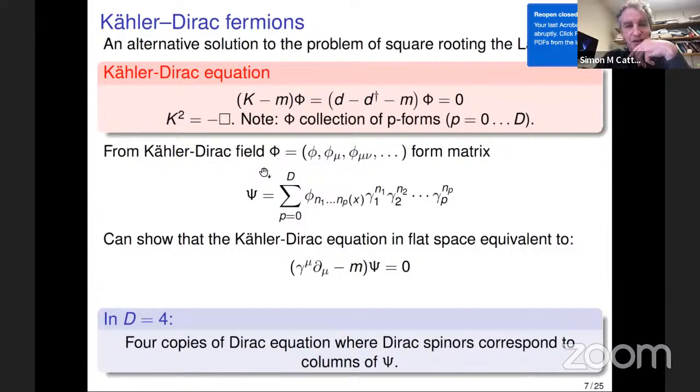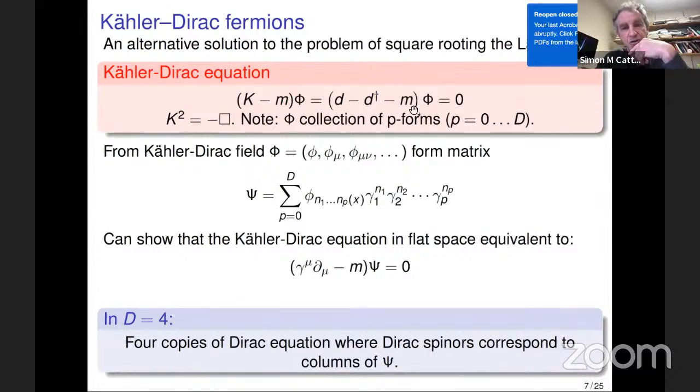That's the old story you read in the textbooks, but it turns out there's another solution to that problem. Instead of writing down gamma matrices, one can use the exterior derivative and its adjoint and construct an operator which is linear in derivatives, which also naturally squares to the Laplacian, built out of D minus D dagger. That's the basic idea of the Kaehler-Dirac equation: write down a first order equation in D and D dagger such that this operator squares to box, all right?